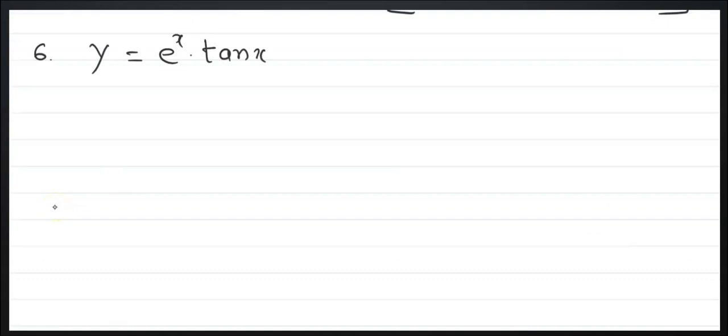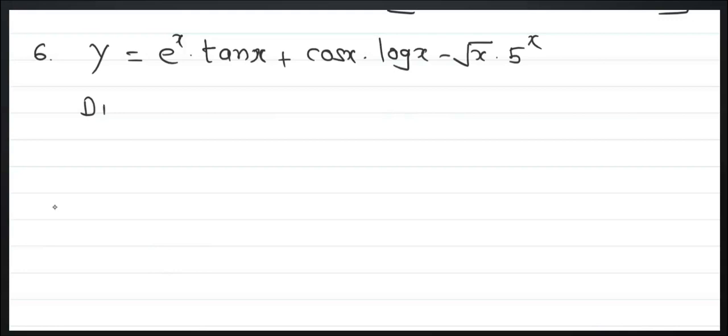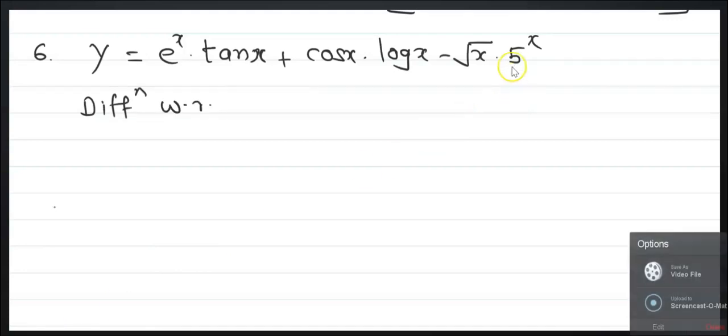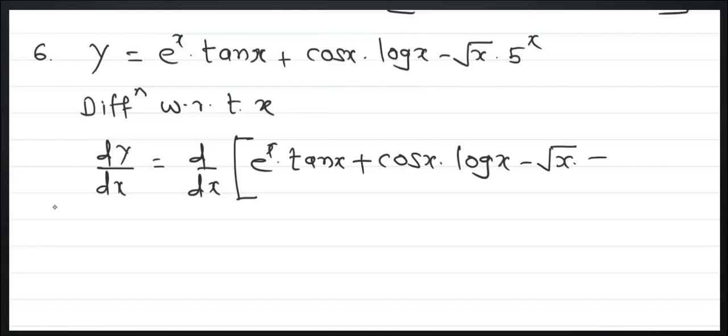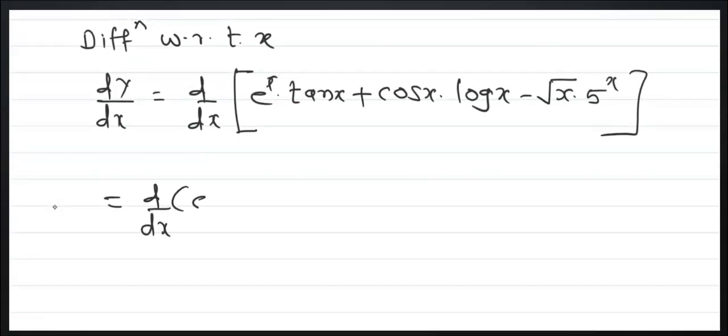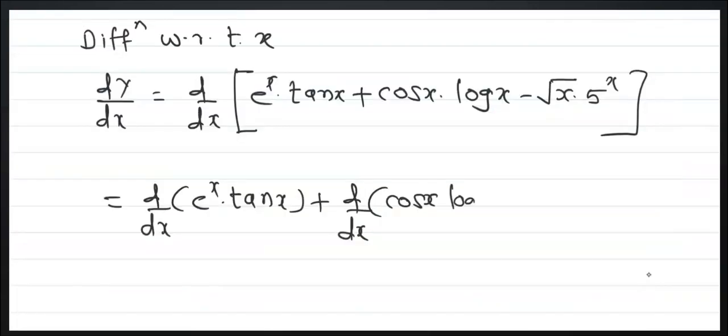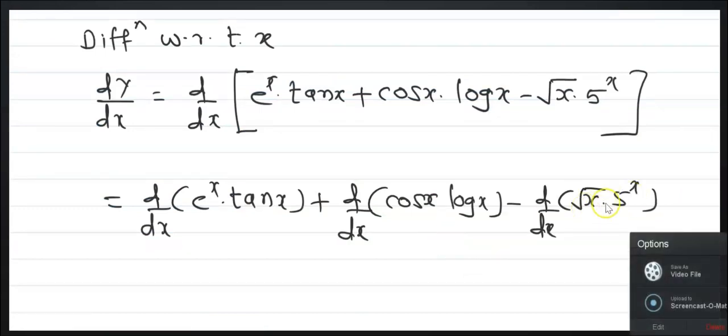Now the sixth: y is equal to e raised to x into tan of x plus cos of x log of x minus root of x into 5 raised to x. Differentiate with respect to x. d/dx of e raised to x tan x plus d/dx of cos of x into log of x minus d/dx of root of x into 5 raised to x.